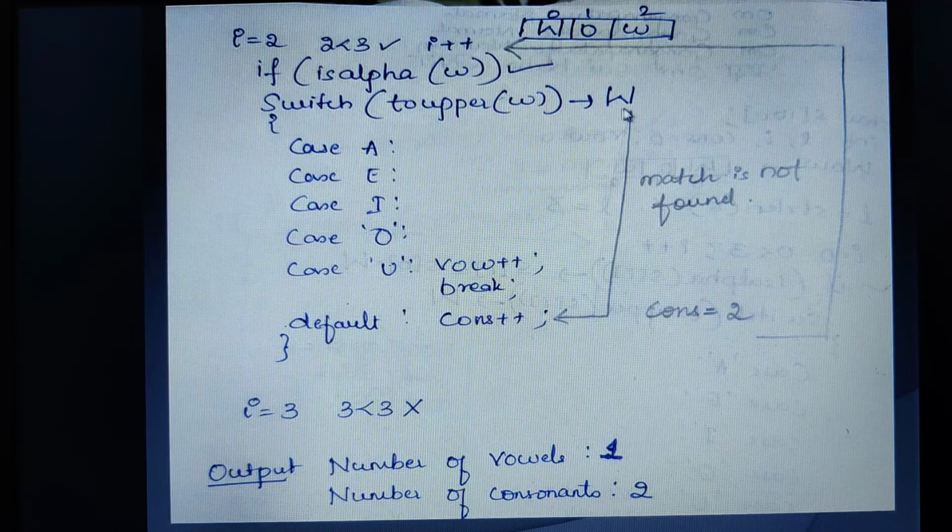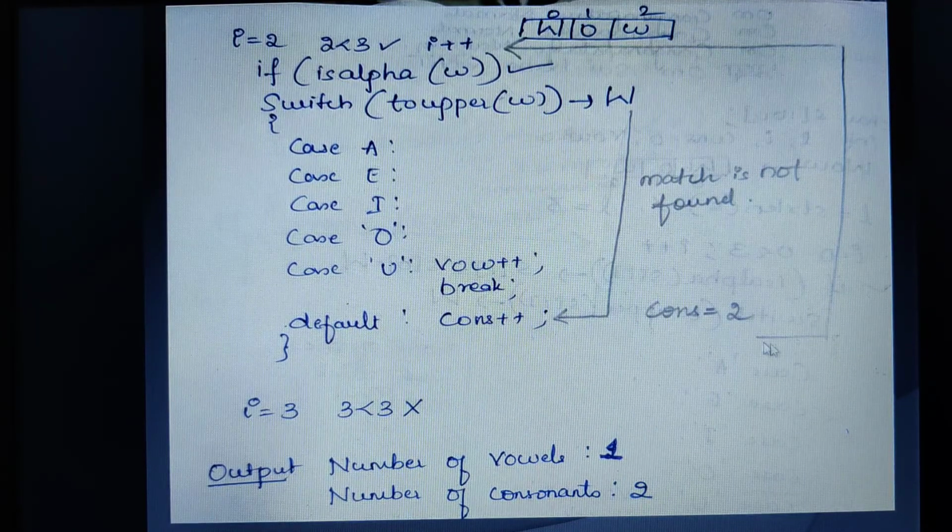W and A, will a match be found? No. Similarly E, no. I, match is not found. O, match is not found. U, match is not found. Since the match is not found for any of the case labels, by default the consonants will execute. That means the consonants value will get incremented. The previous consonants value was 1. Since it gets incremented, the consonants value becomes 2.